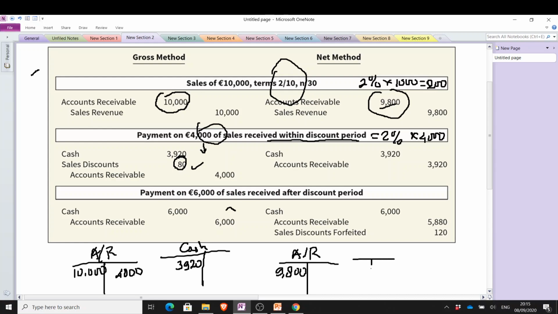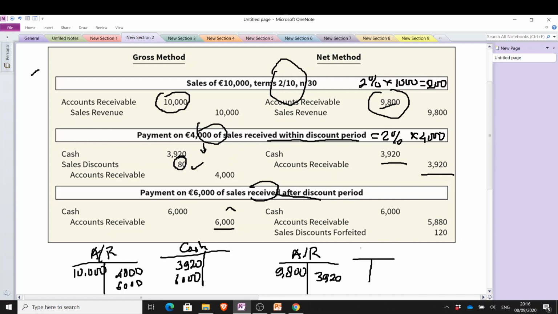While when we use the net method, our account receivable is deducted as much as 3,922, as much as the cash that we receive. You look at this, okay? And then the other payment of 6,000 is received after the discount period. So our remaining account receivable is only $6,000. So we have cash of $6,000.